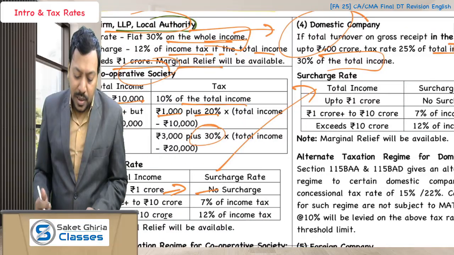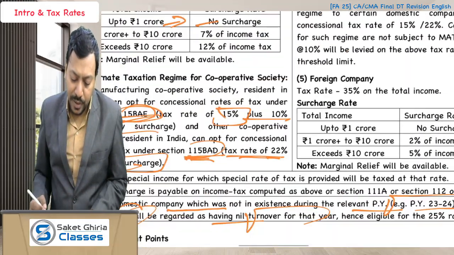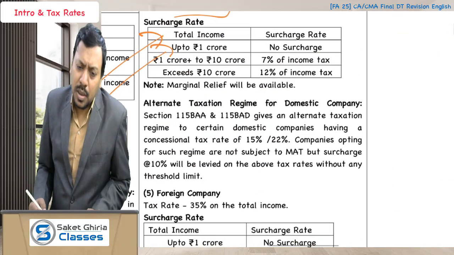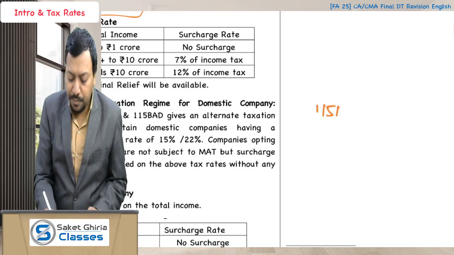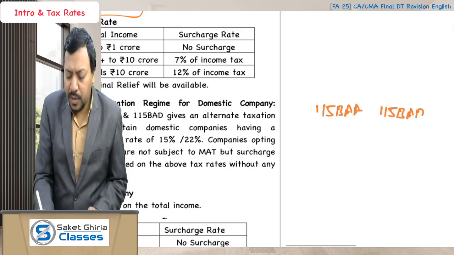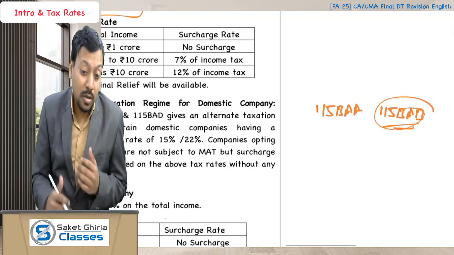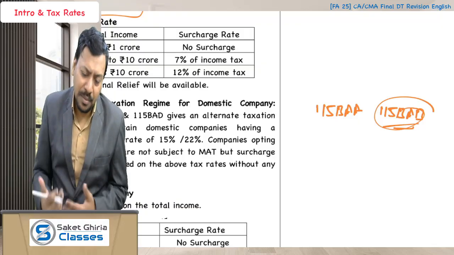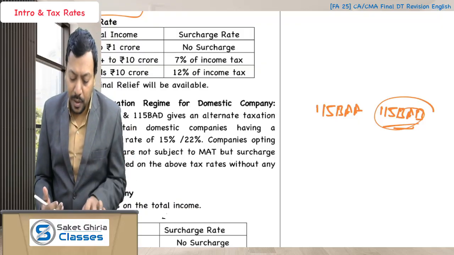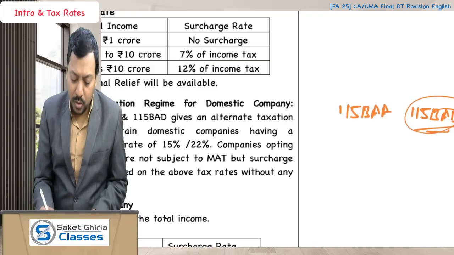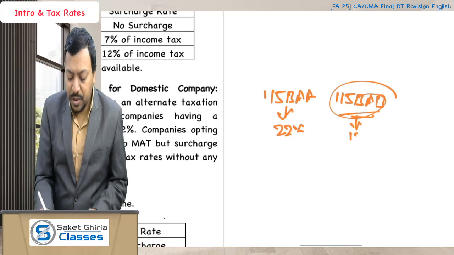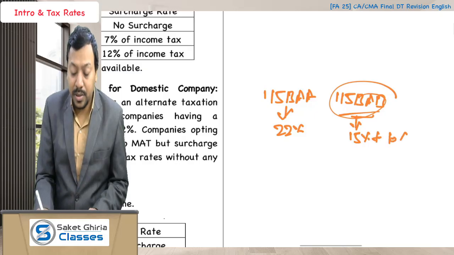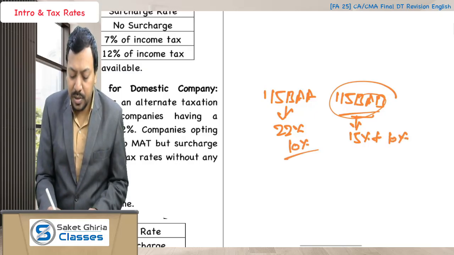Okay, the surcharge rate is the same as that of cooperative society. Dear friends, for domestic company there are two alternate tax regimes. One is 115BAA and another is 115BAB. Although 115BAB can no longer be adopted by a new company because the time limit has expired, still there are two alternate regimes. Here the tax rate is 22%, and here the tax rate is 15%, plus 10% compulsory surcharge.